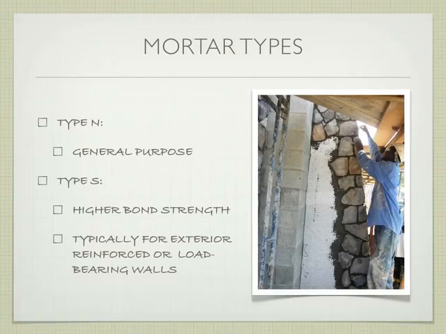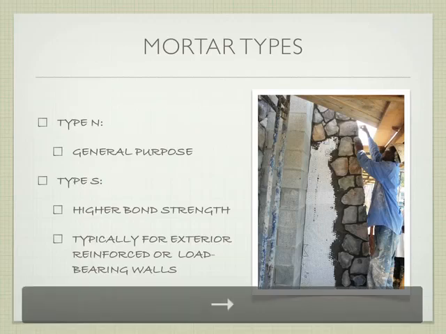Just like in concrete, where we had different strengths and different bearing capacities, mortar has the same sort of thing, where we have a variety of types. I will not ask you the specific types of mortar or to be able to distinguish them. I want you to understand that there are general types of mortar. Type N is the general purpose type. Type S is a higher bond strength, typically for an exterior load-bearing condition.